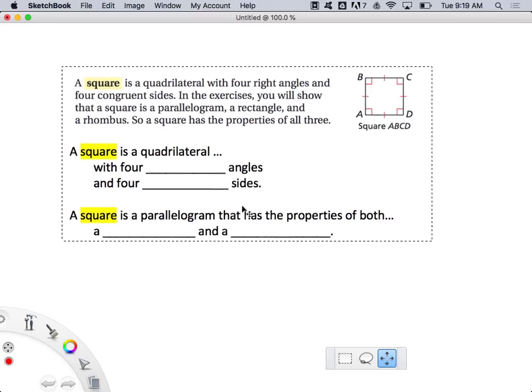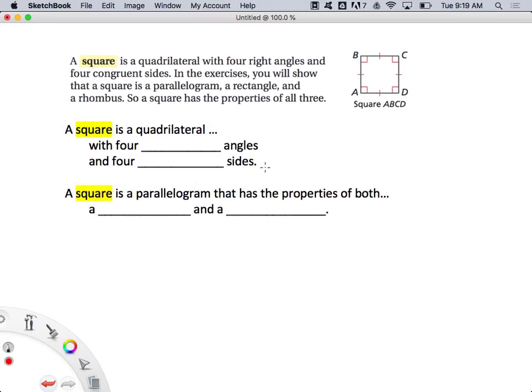A square is a quadrilateral with 4 right angles and 4 congruent sides. A square is a parallelogram that has properties of both a rectangle and a rhombus. Okay? So the square has properties of both a rectangle and a rhombus.